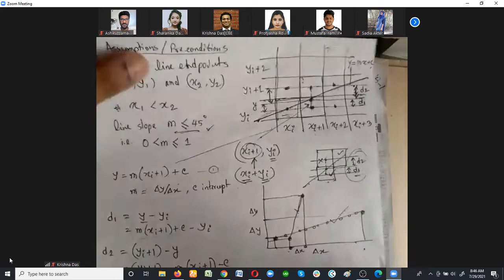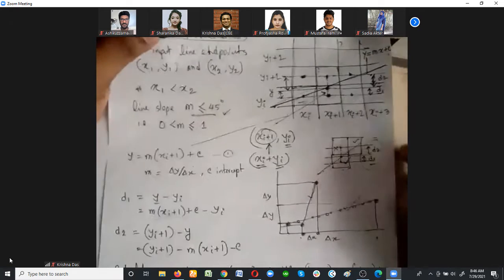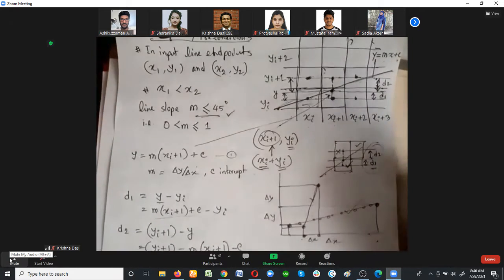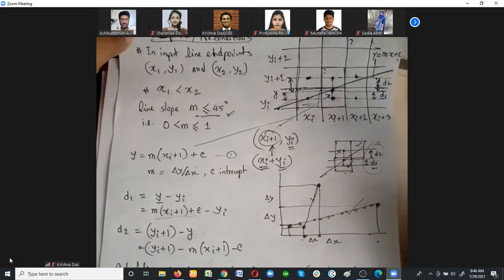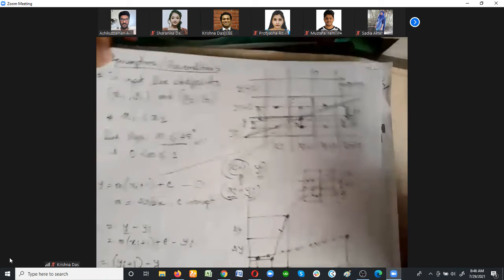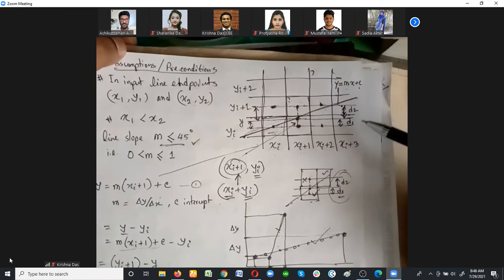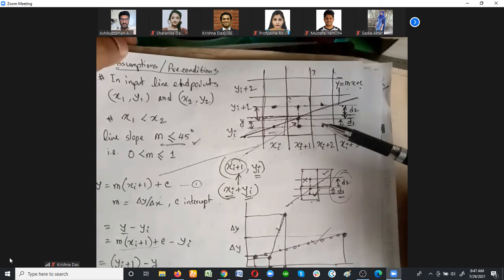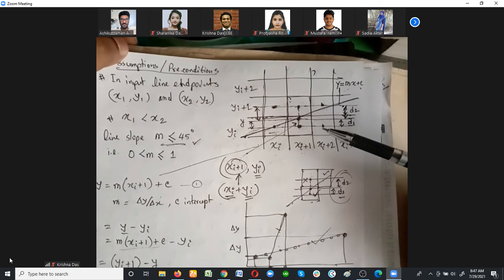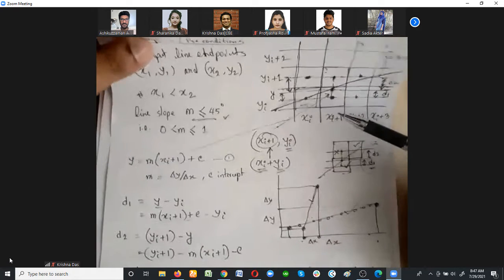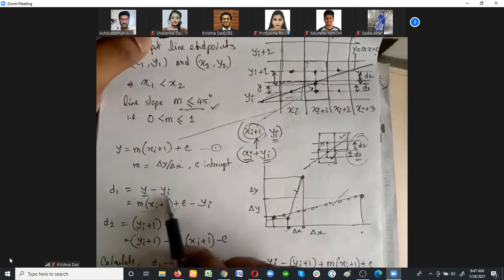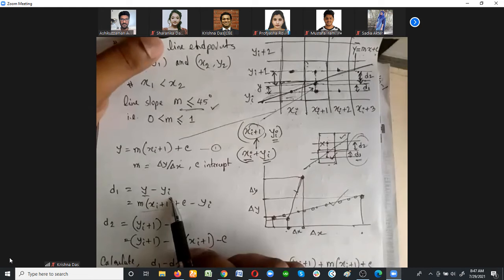Up to this discussion, do you have anything to say? Yes, sir. There is a confusion about d1. Why are you writing y minus yi? Since yi is bigger than y, won't we get a negative value for d1? About d1, it is y minus yi.